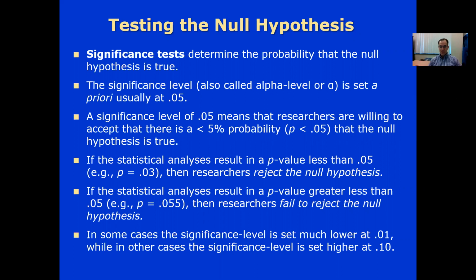However, if the statistical analysis results in a p-value greater than 0.05, let's say, for example, p equals 0.055, then the researchers would fail to reject the null hypothesis. What this is trying to indicate is that if it's less than 0.05, you would reject the null hypothesis that the differences you found in the outcomes are due to chance. Something really happened; the intervention had an effect.